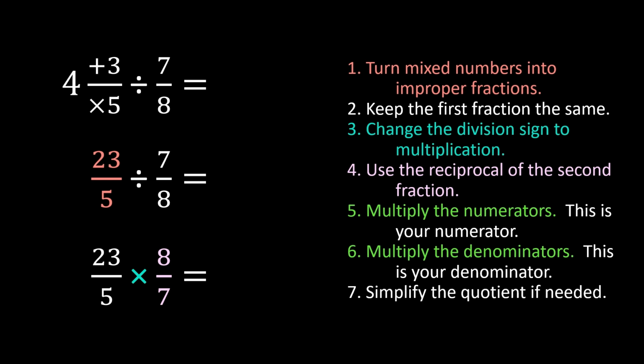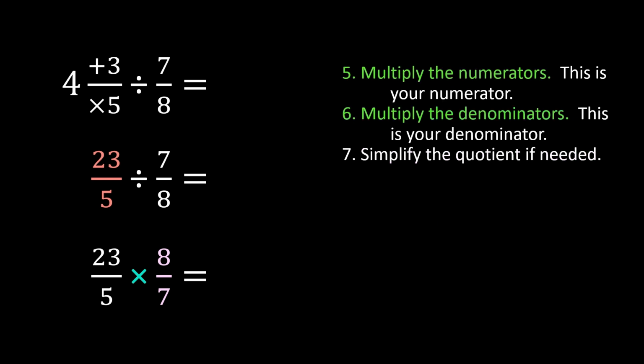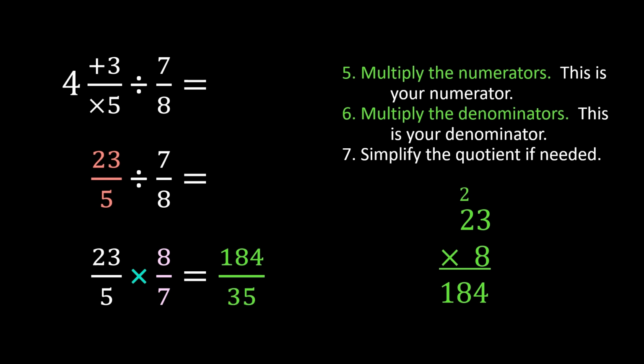Now it's time to multiply our numerators. And we're going to multiply 23 times 8. So I'm going to come out to the side and do 23 times 8. I'm not going to try to do it in my head. 8 times 3 is 24, and 8 times 2 is 16, plus 2 more is 18. So my numerator is 184. My denominators, when I multiply those together, 5 times 7 is 35. So I have 184 over 35. And my next step is to simplify if needed.